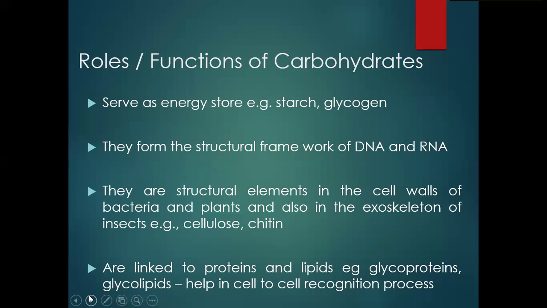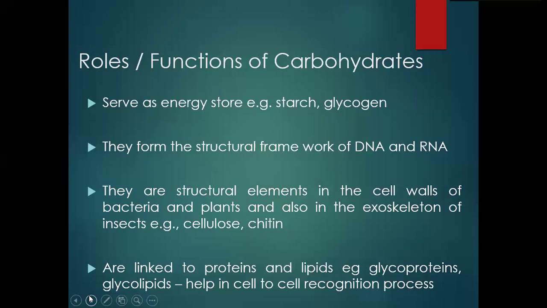They are also structural elements in the cell walls of bacteria and plants. Carbohydrates are found as exoskeleton in insects. Examples of carbohydrates found in the exoskeleton of insects is chitin, and cellulose is a carbohydrate found in the cell wall. Carbohydrates are linked to proteins, and when they are linked to proteins, they are referred to as glycoproteins.